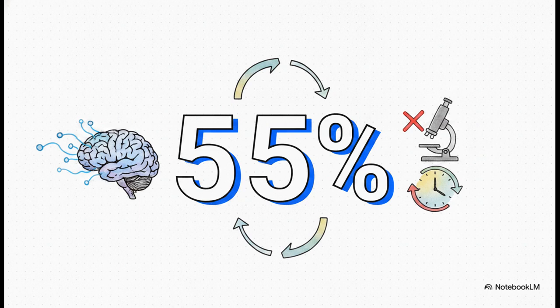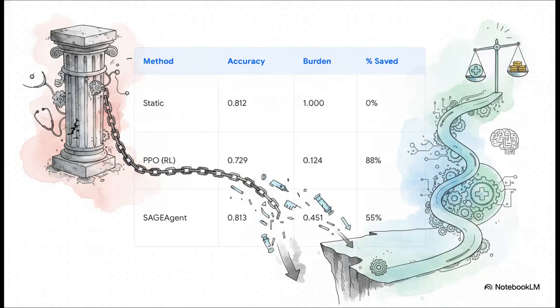That means, on average, they cut the required cost, time, and physical invasiveness of diagnosing these patients by more than half. Think about the incredible strain that relieves on the healthcare system and, much more importantly, the physical relief for the patients who just get to skip a brain biopsy. But you might be wondering, did they sacrifice accuracy to achieve that? Let's look at the numbers.